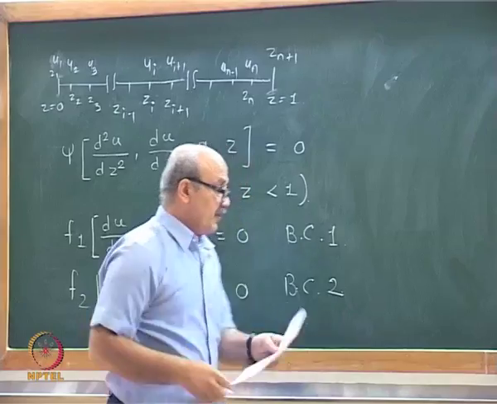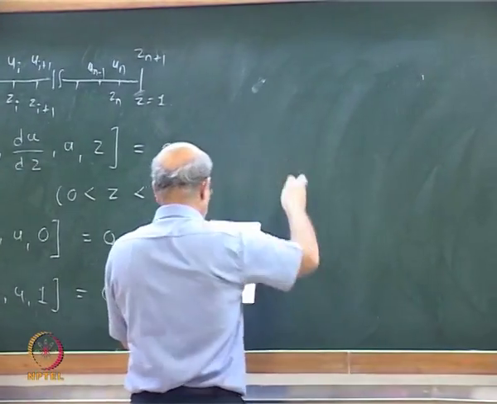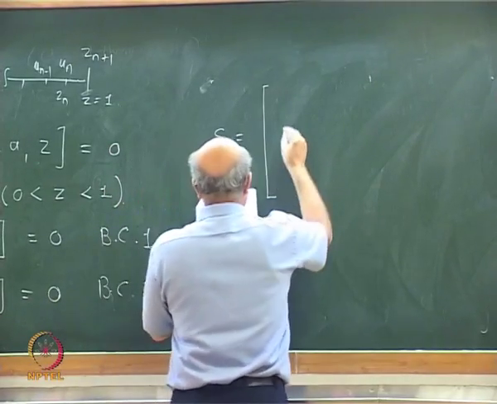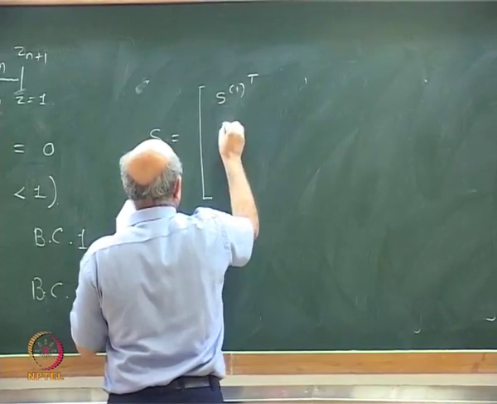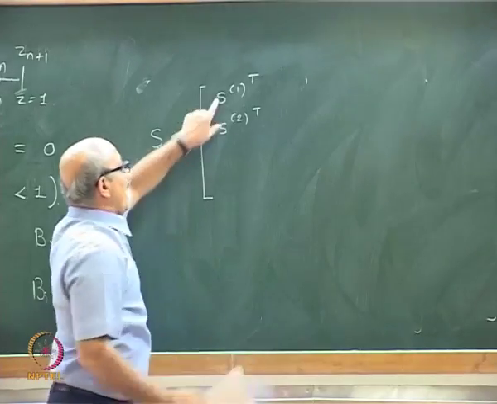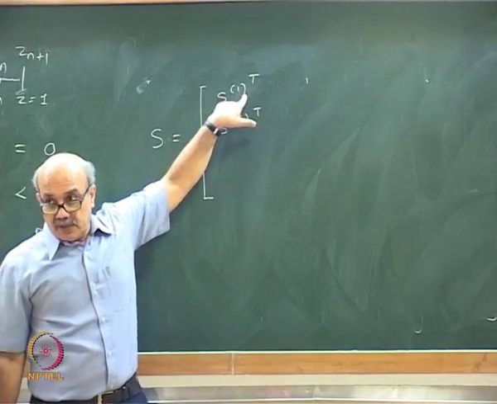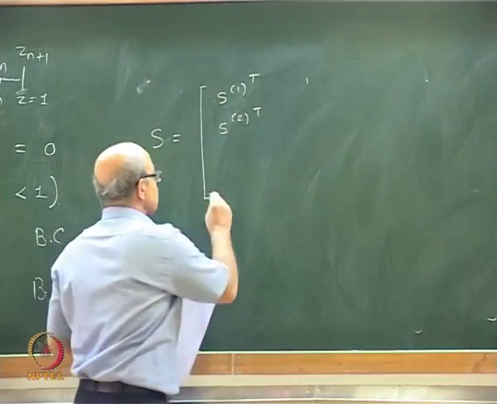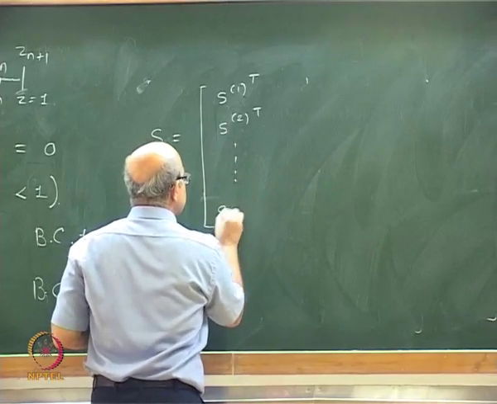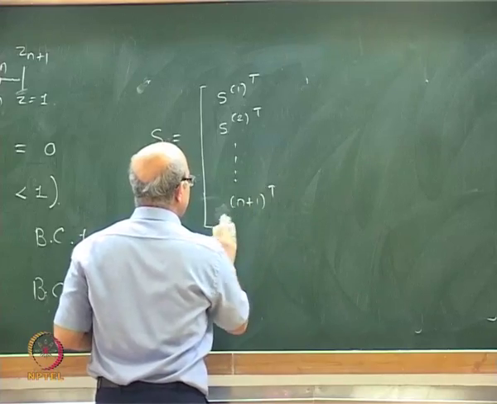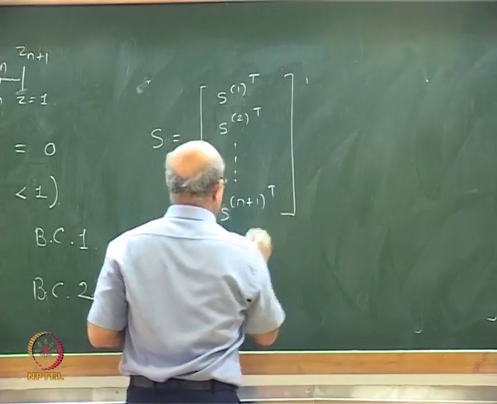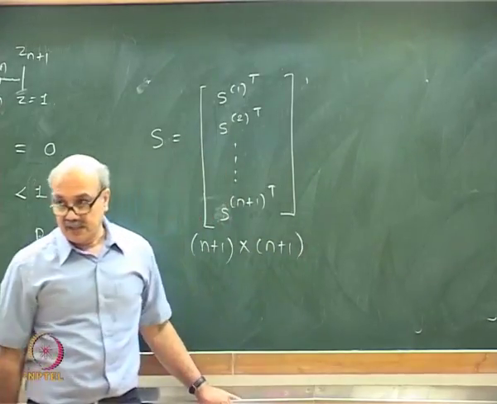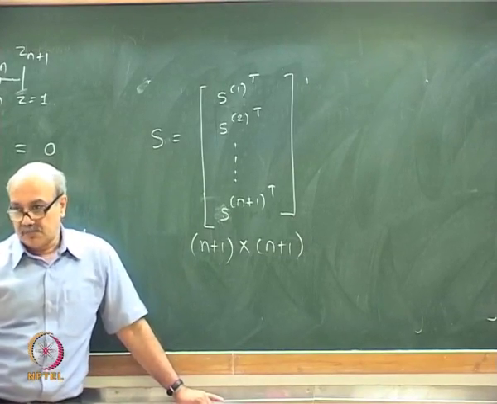So before we do that, let me define these matrices. This S matrix is going to be defined like this. It consists of S1 transpose, S2 transpose. Here S superscript 1 implies it's a vector: first vector, second vector, third vector, and so on. So this is going to be S n plus 1 transpose. Okay, so this is an n plus 1 cross n plus 1 matrix.